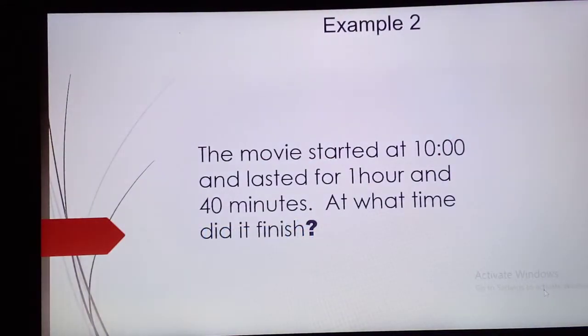Now let's move on to the second example. The movie started at 10 hours and lasted for 1 hour and 40 minutes. At what time did it finish? So here they are asking the finishing time.